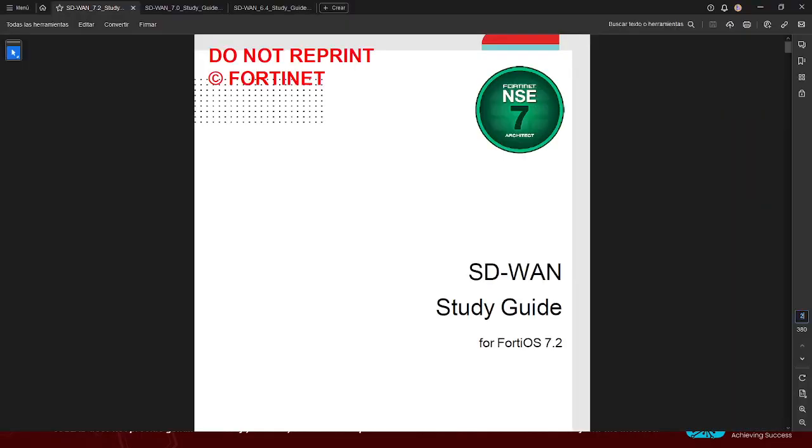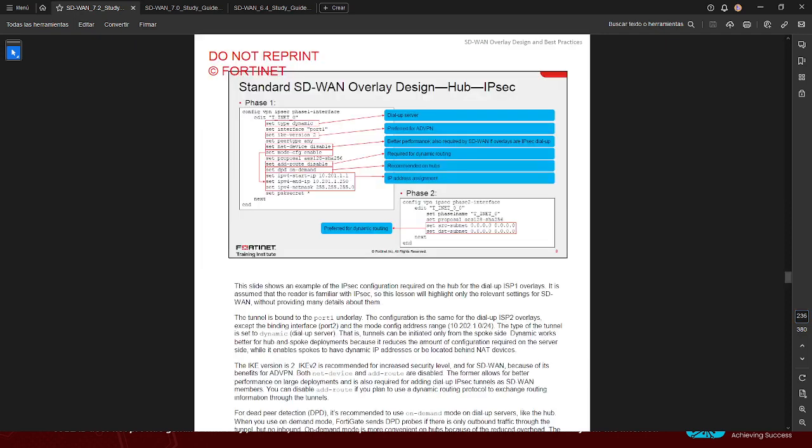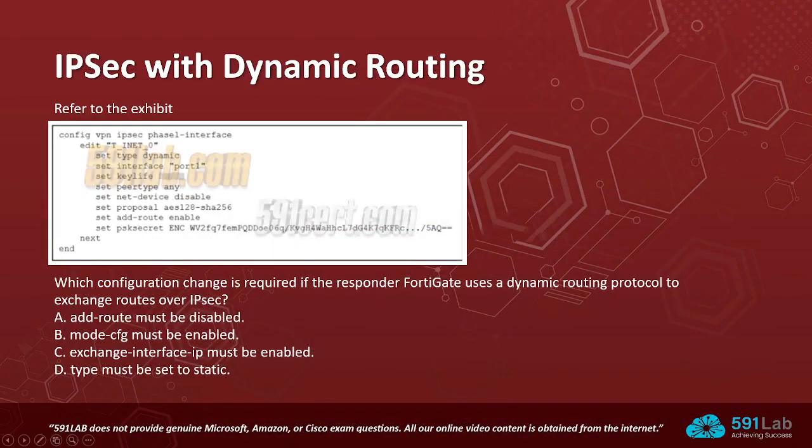We have this example on this page. As we can see there, we have almost the same configuration about IPsec VPN phase 1. The type is dynamic, version 2, and as we can see there, the add route disable command has to be configured. And if we take a look at the description that Fortinet gave us, it is required for dynamic routing. So as we have this documentation there, this is the answer that we were looking for. So for this one, our answer is option A.